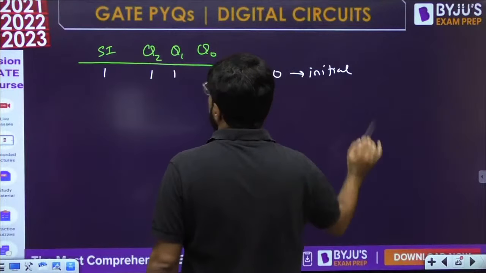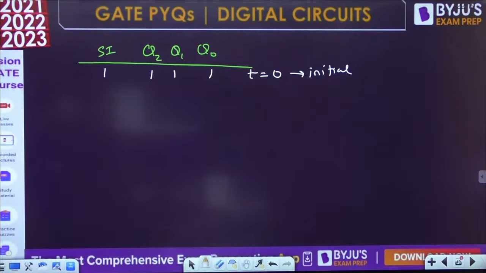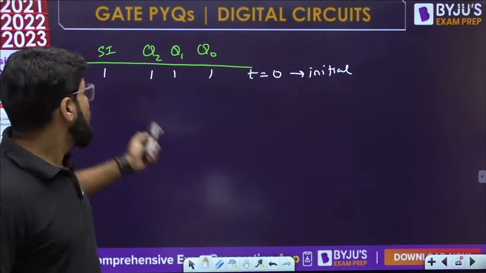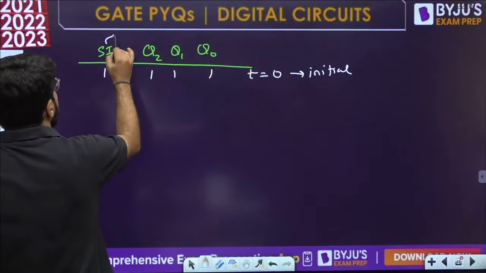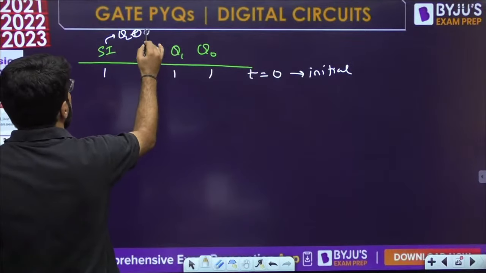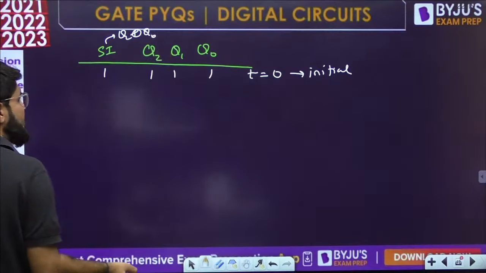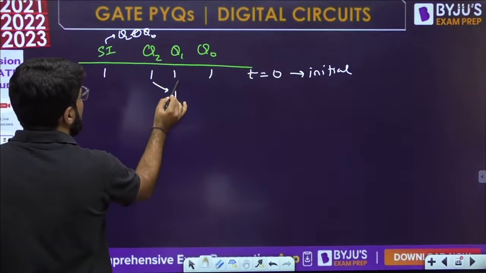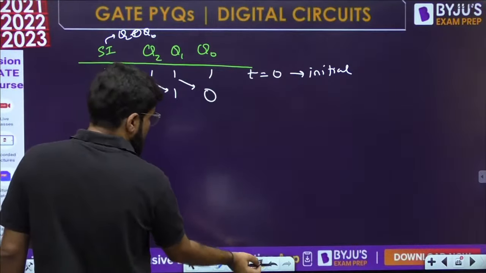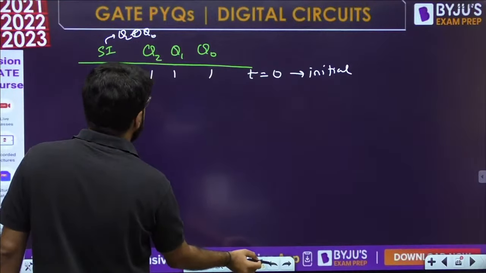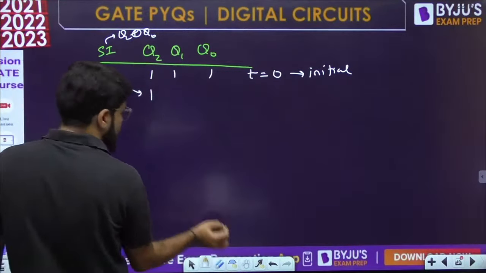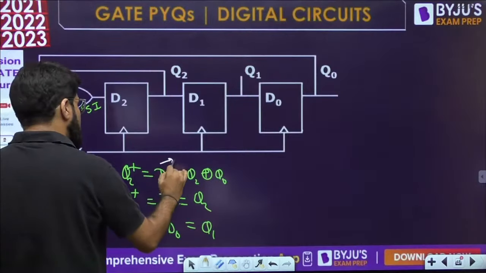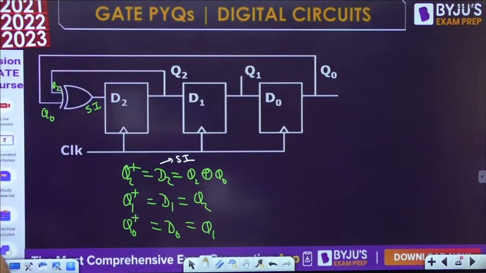So what will happen? Even if you take the XOR here, I will try to modify the serial input, because the value of the serial input is Q2 XOR Q0. Then it is a right shift register. Why? Q1 plus is Q2, which means whatever is in Q2 will go to Q1, and whatever is in Q1 will go to Q0. So it's a right shift register, and whatever is the serial input will come here. Q2 plus is equal to D2. This is like the serial input. Pay attention.